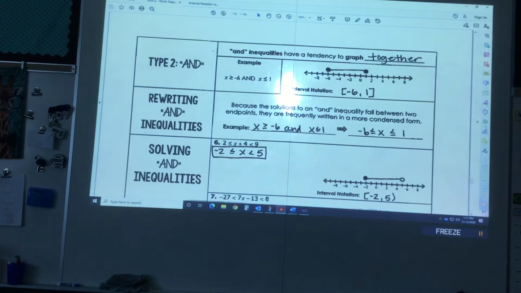All right, guys, we are on type 2 of compound inequalities. We're looking at the "and." Any inequality has a tendency to graph together. So we're looking at in between.